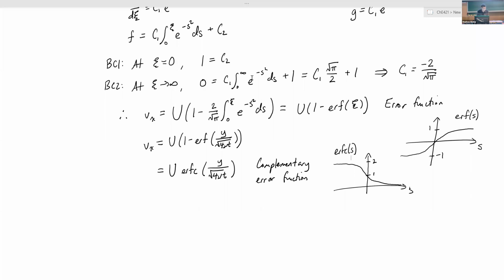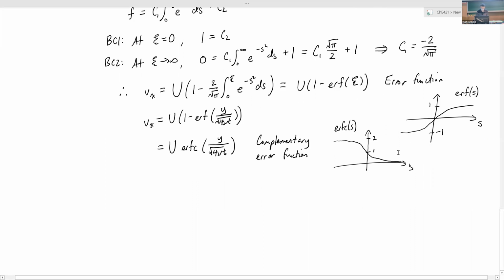Okay. We can plot what this actually looks like. Basically the velocity looks something like this over here, right? If I were to, for instance, draw this is my plate, it's moving to the right. Here's my y-axis right here, but instead of plotting it versus y, I'm going to plot it versus square root of 4 nu t, like this. Then my velocity profile looks something like this.